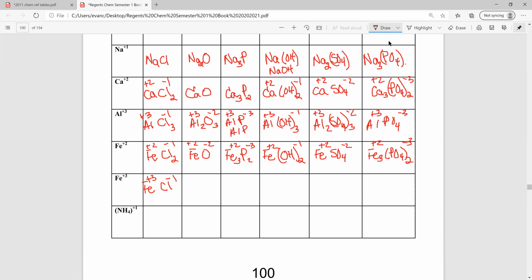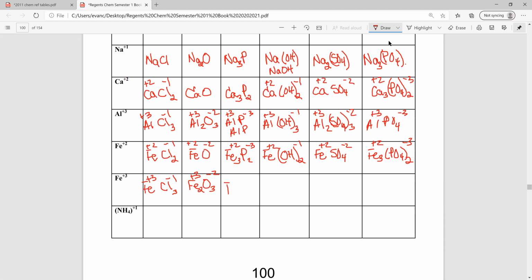So when I crisscross, I need 3 of the -1 chlorines and 1 of the irons. Iron has a +3 charge, and oxygen has a -2 charge. So then I'm going to bring the 3 down over here, and I'm going to bring the 2 over here. So now that's Fe2O3. Notice these are 2 different iron oxides. They're different formulas because they have combined in different whole number ratios.